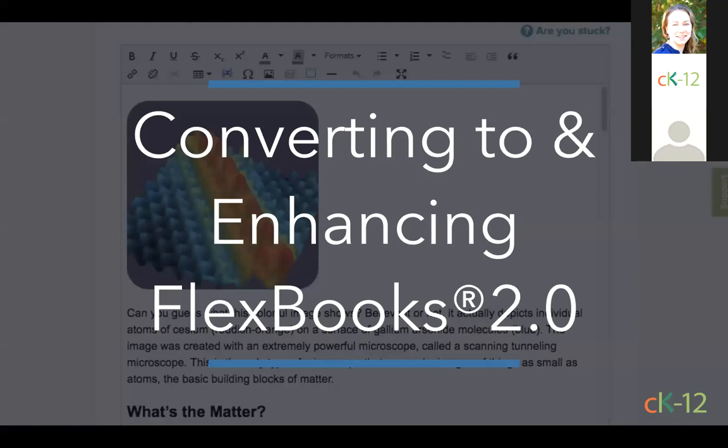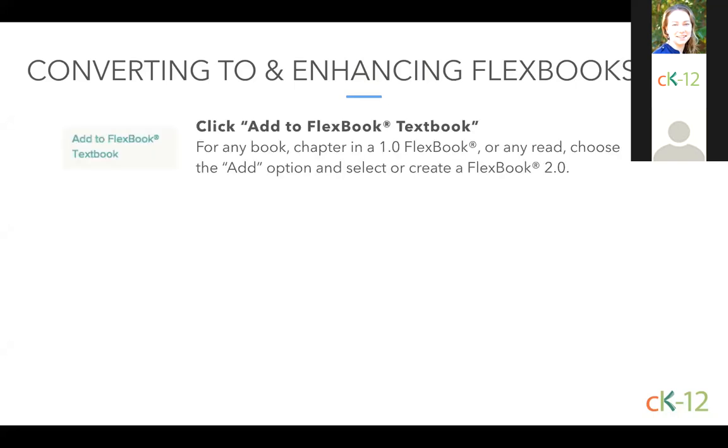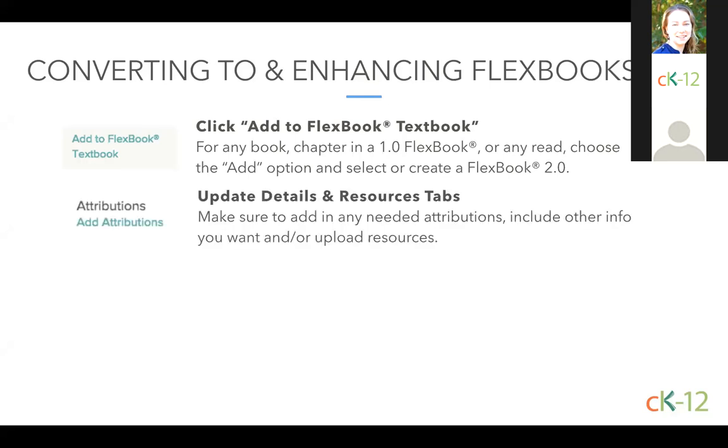Thanks, Lindsay. So in order to start that, if you don't have a single FlexBook 2.0 that you want to start customizing, you can take content from one or more 1.0 or 2.0 FlexBooks and you can add them to your new book, or you can even start one from scratch if you want. Then once you have a book, you're going to make sure that your attributions are up to date, and you can even add in additional resources.